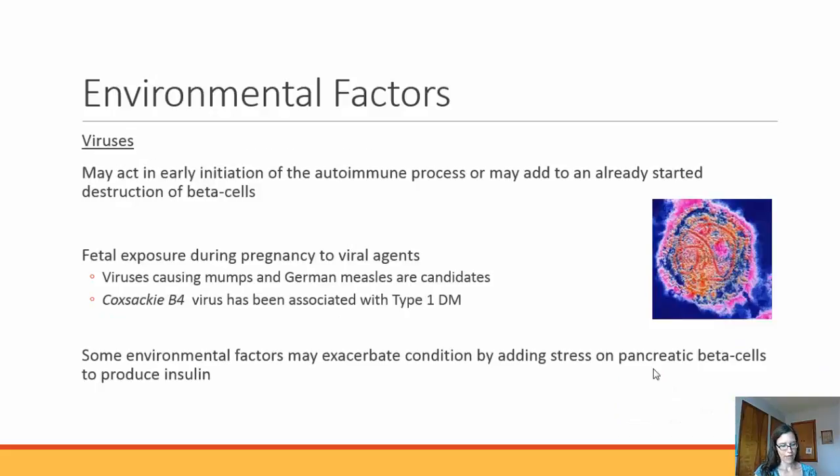We also know that for a number of autoimmune diseases, they can be kind of activated, you could say, by other viruses. So, for instance, we know that fetal exposure during pregnancy to certain viruses has been associated with the child developing type 1 diabetes.